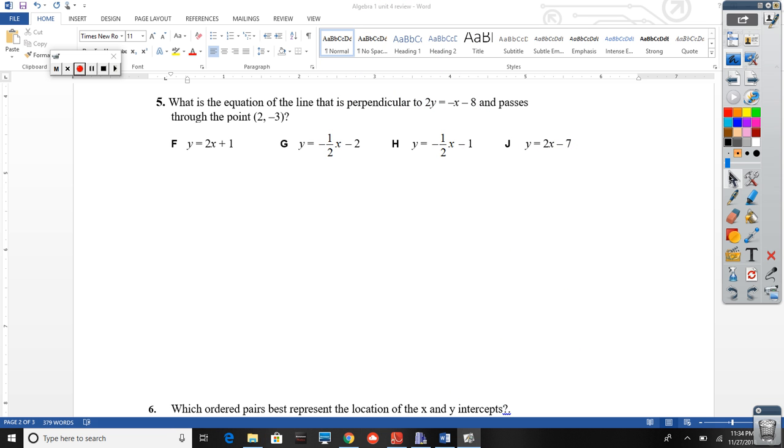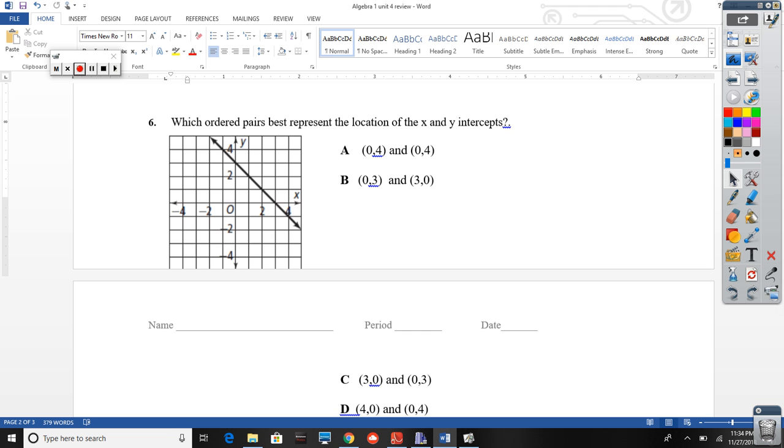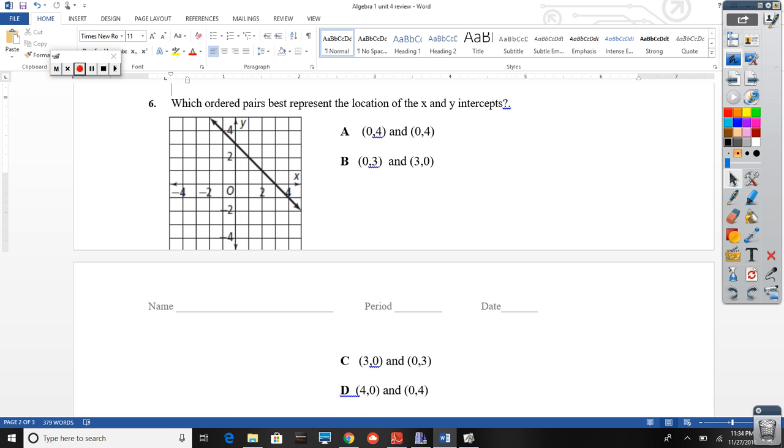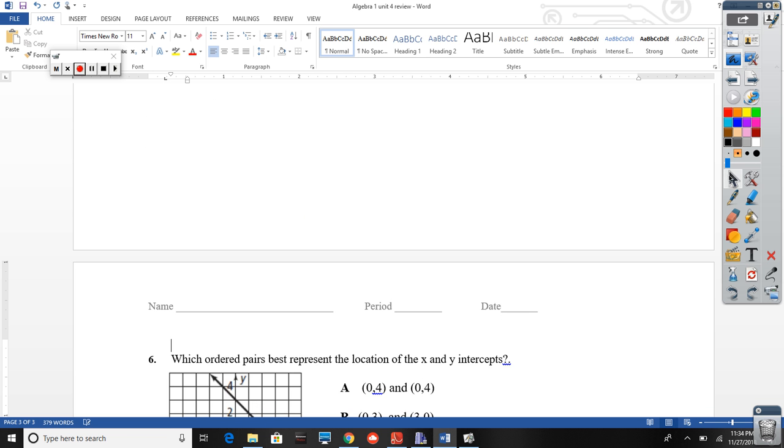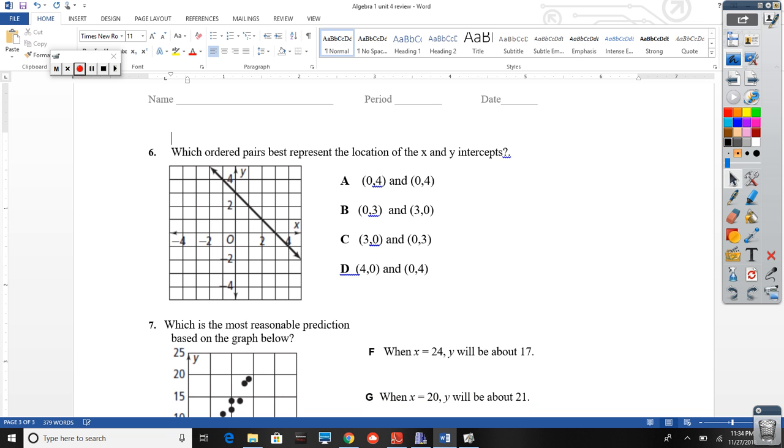Laptop's going crazy. Okay, let's go on to number 5. It says, which ordered pairs best represent the location of the x and y intercepts? So x-intercept, where does it touch the x-axis? It touches the x-axis right here at 0, 3.